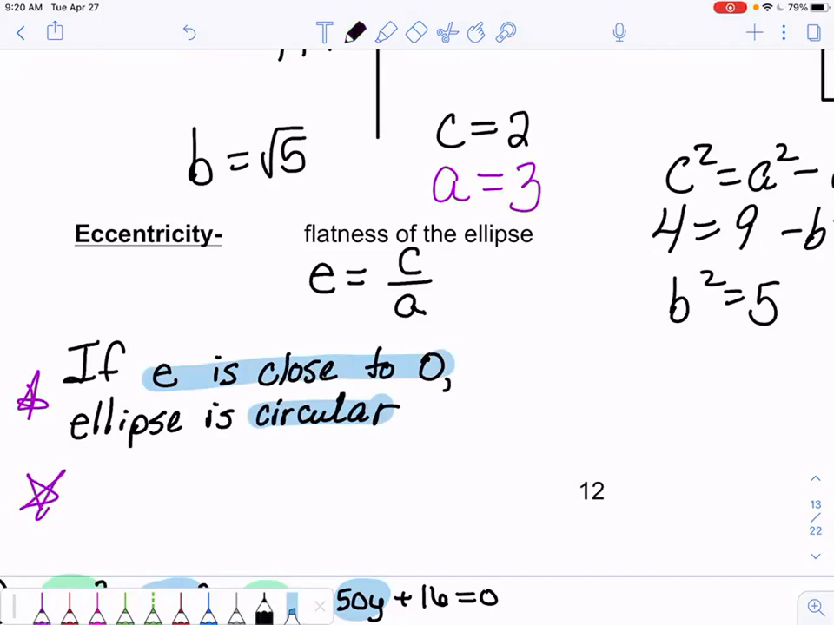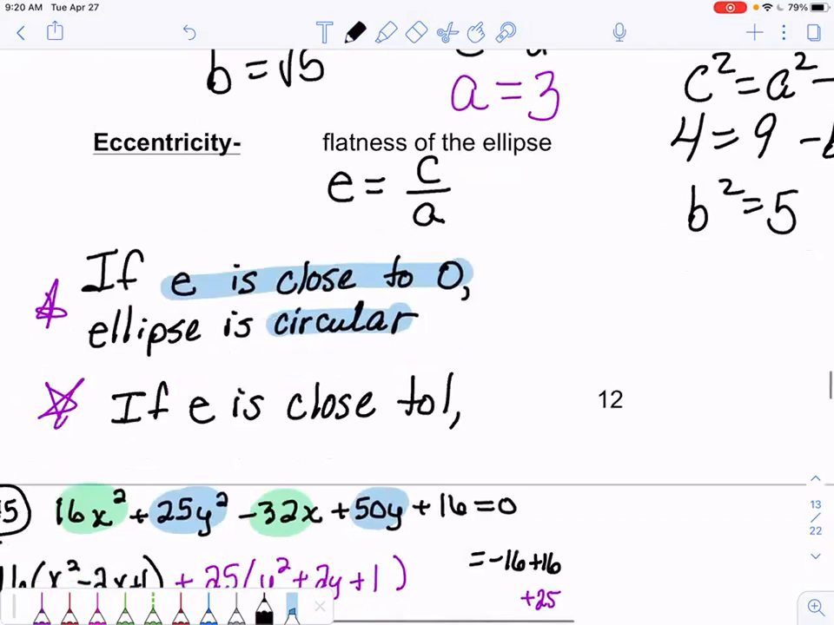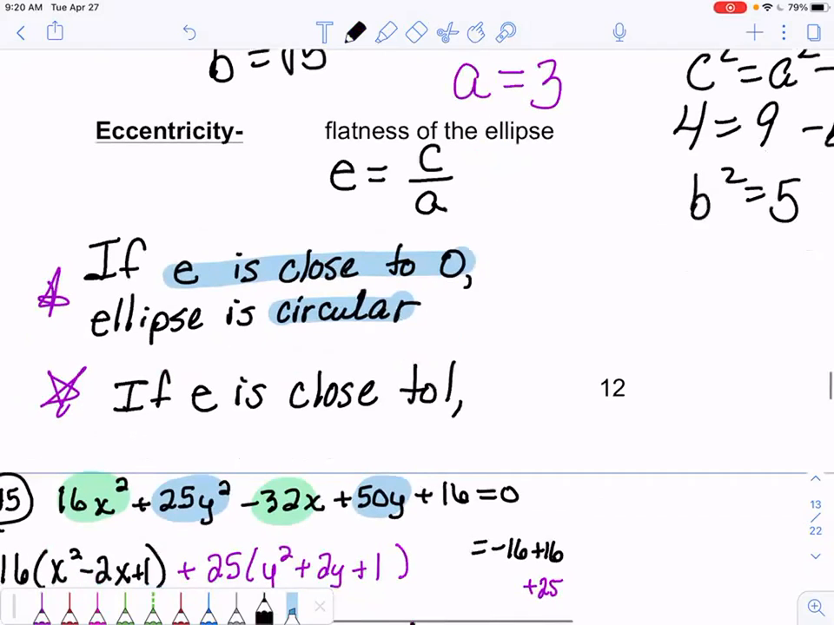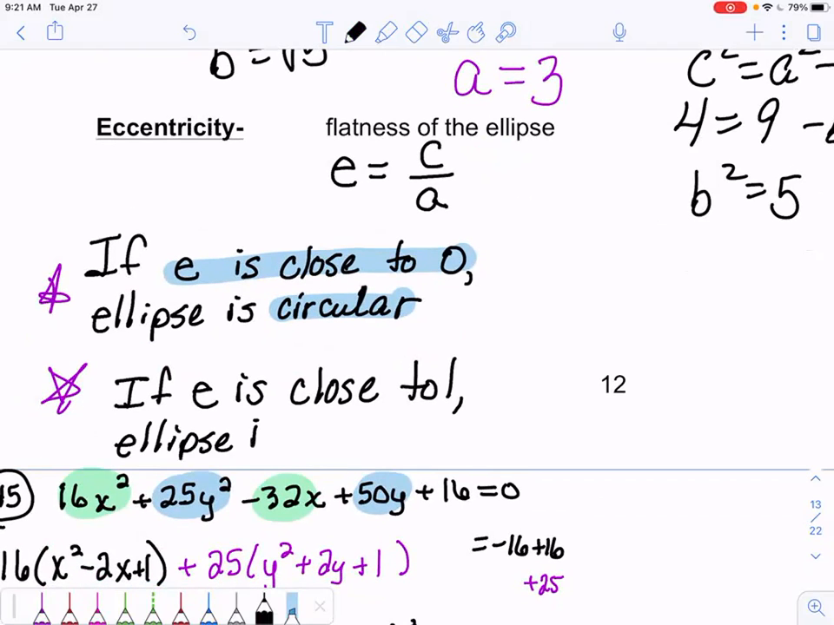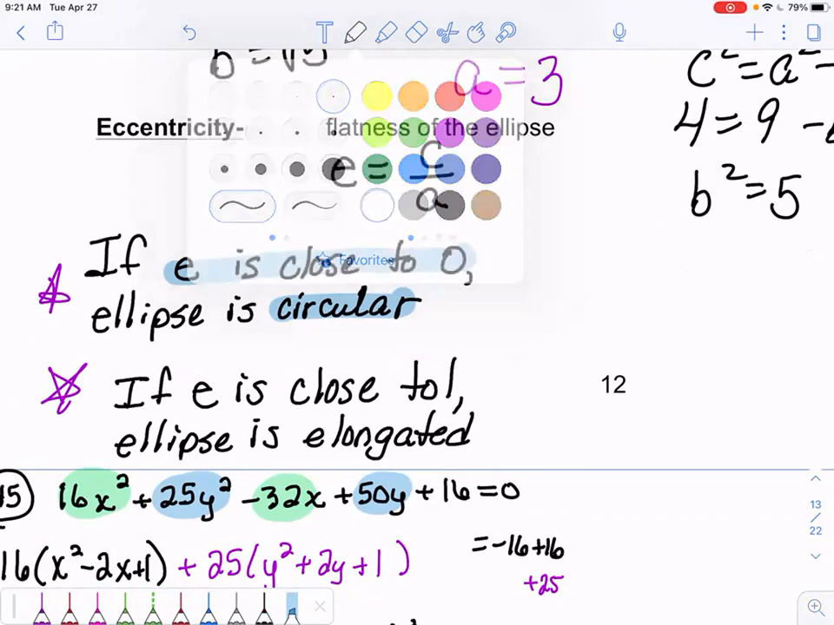And the second statement, if E is close to 1, then we call our ellipse elongated. So it's going to be more oval looking.